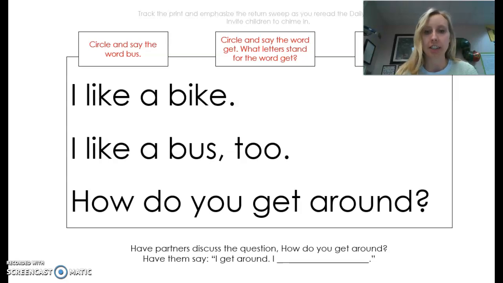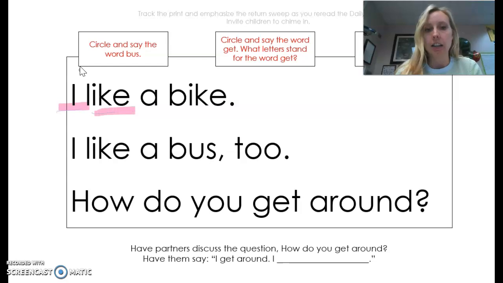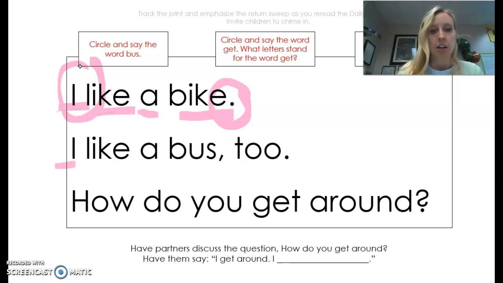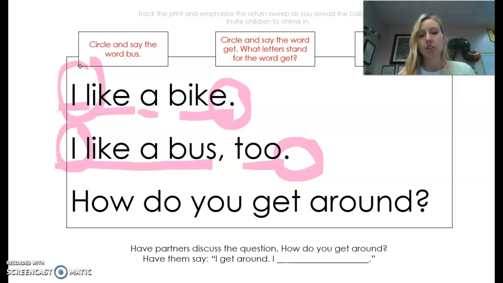So we're going to read our sentence first. Let me grab a darker, bigger color. Okay, here we go. I like a bike. I'm going to give you 3 seconds for our capital. 3, 2, 1. I. Look at our end mark. 3, 2, 1. Period. I like a bus. Capital letter. 3, 2, 1. I. End mark. 3, 2, 1. Period.